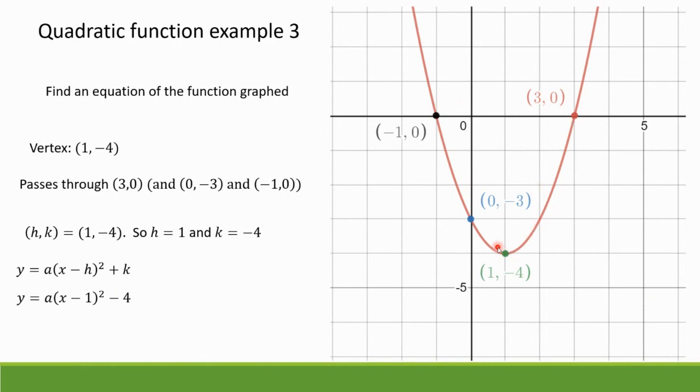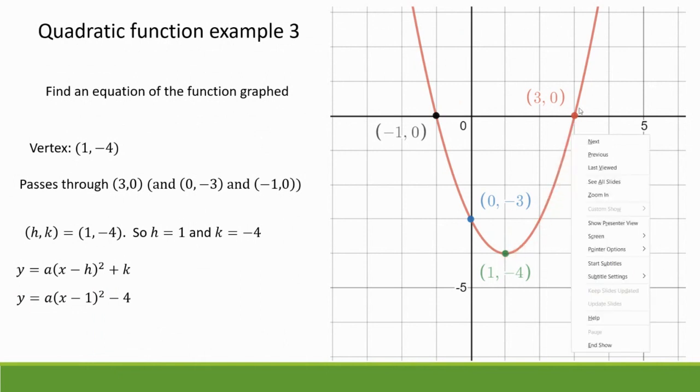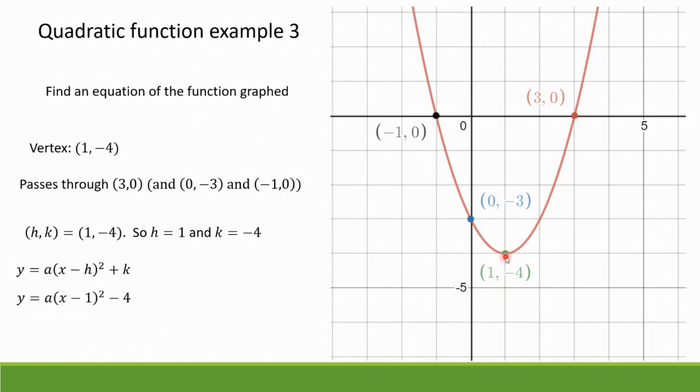We also have the vertex, right? That's where it changes direction. Imagine walking along the graph. Up here, we change direction. We go back, we go up again. It's also where the graph hits its low point, or as in the previous example, where the graph hits its high point. So the vertex is this.